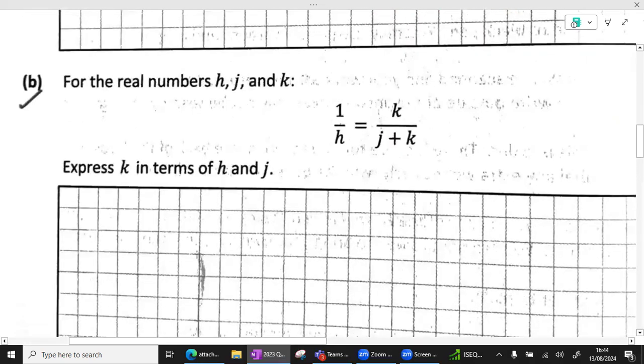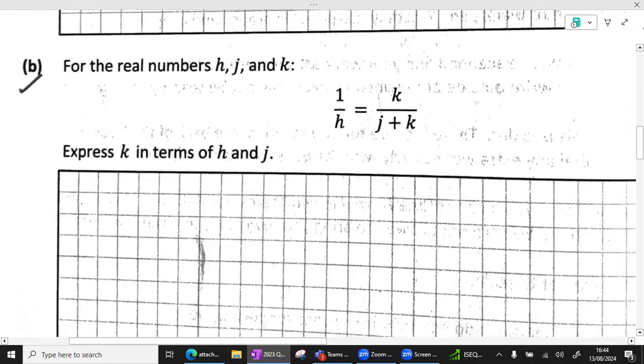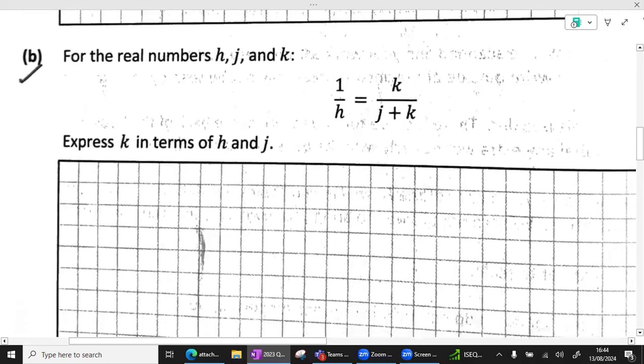Right, next one, part B. For the real numbers h, j, and k, express k in terms of h and j. Now, if you see express whatever, in this case k, it means we need to get k on its own. So you're solving for k, basically. So I notice there's a fraction on both sides, so I do my cross multiplication skill, which is always such a great one to get rid of fractions.